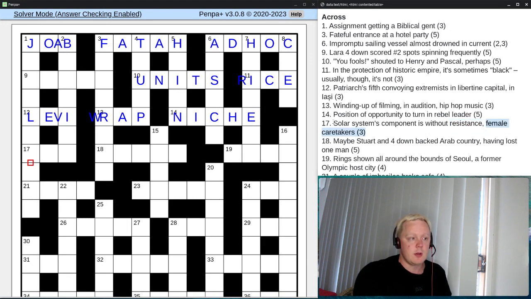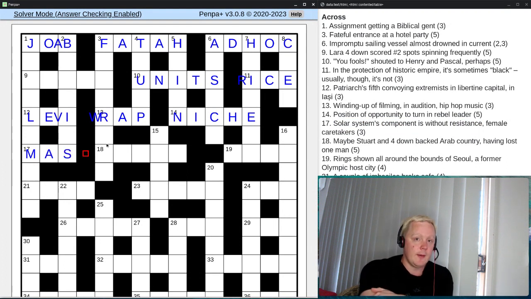So we need a solar system's component, which is Mars, M-A-R-S, the planet Mars, and that is without resistance. That has lost the letter R for resistance. So that makes MAS, Mars.